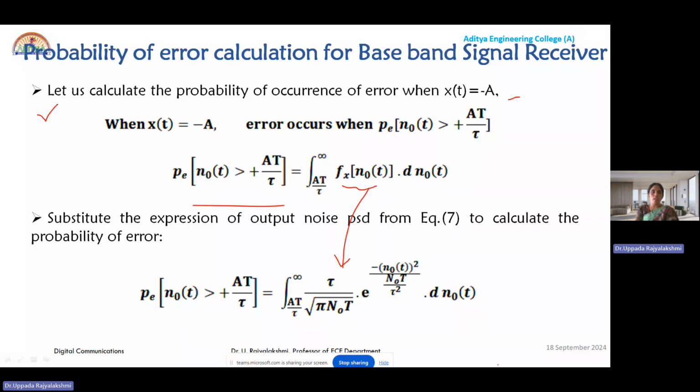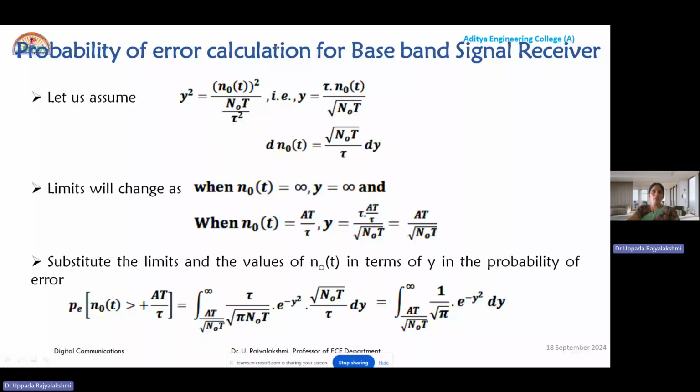Now our intention is to write this whole expression in the form of the complementary error function, that is ERFC of u, where u represents the lower limit. Here we have to focus more on the lower limit. So ERFC of u is 2 by root pi integral from u to infinity of e power minus y square dy, which is the complementary error function of u, where u represents the lower limit.